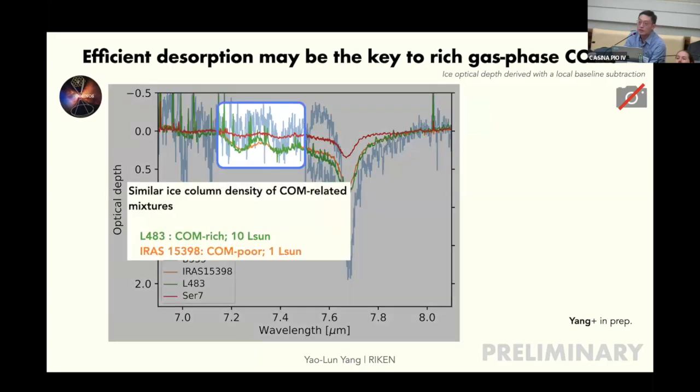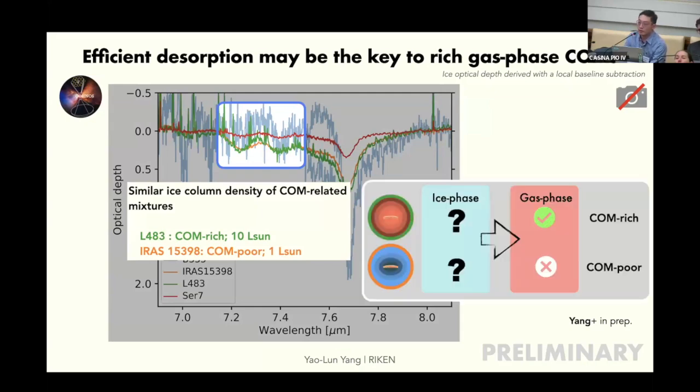And if we look at these parts of the patterns in our samples, I want to draw attention to these two protostars: L43, which is in green, and 15398 in orange. They have basically the same spectrum here, which would suggest a very similar ice column density for this combination of different complex organic molecules. If we go back to the cartoon that I put out earlier, this is basically two sources, right? One of them is COM-rich, we know it's L43. The other one is COM-poor, 15398. And in ice phase, now we know that they actually have very similar ice abundances and ice column density.